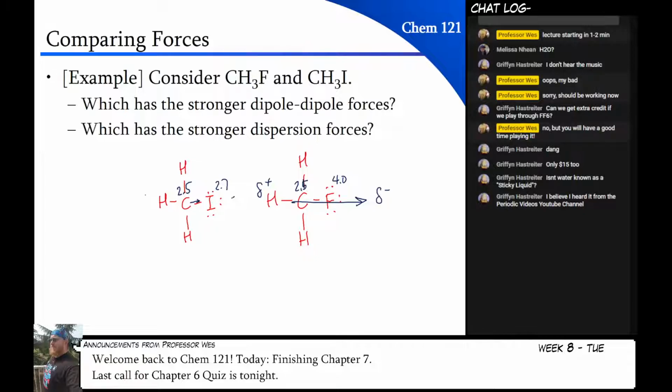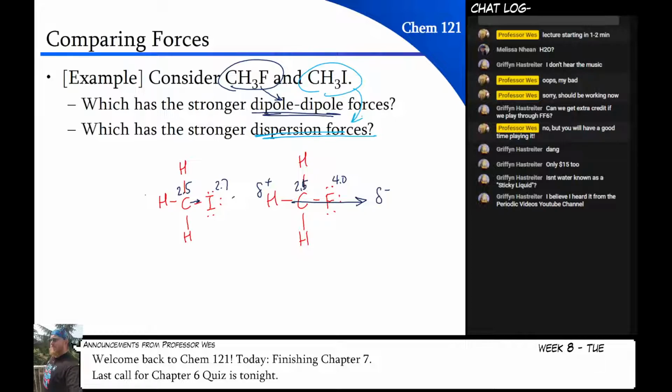So, which is the stronger dipole-dipole? That's going to be this. Now, of these molecules, which is the stronger dispersion? That's going to be which one has a higher mass. Well, iodine is much larger than fluorine, so that's going to be this one.